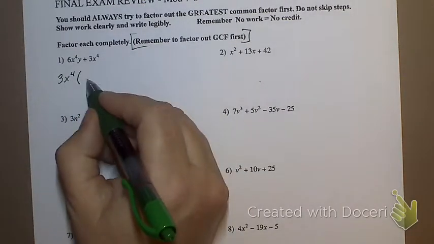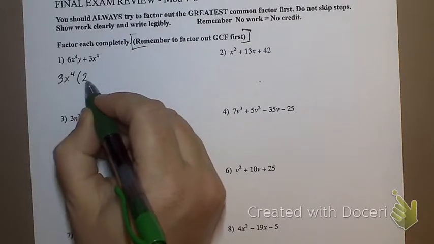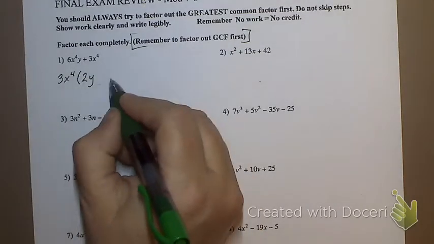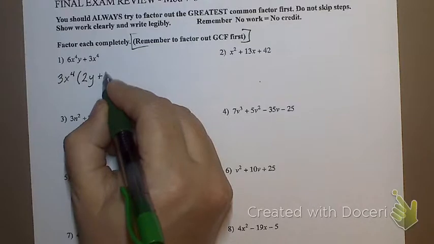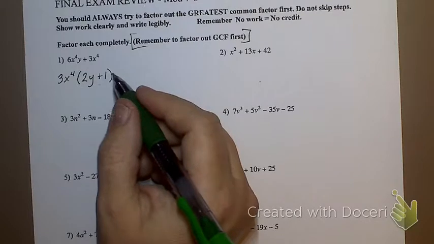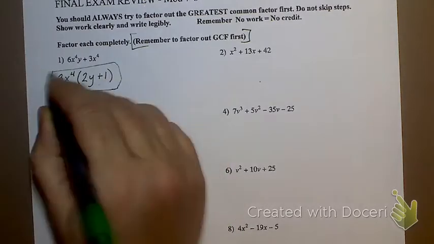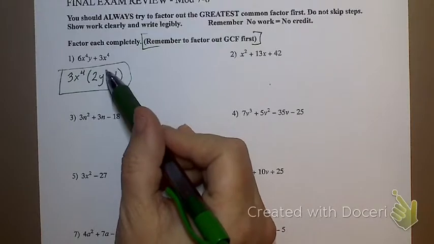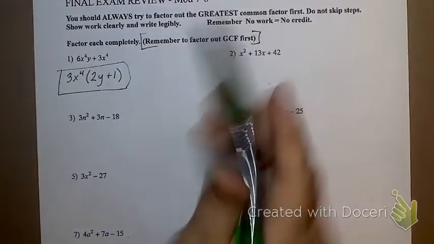3x to the fourth times what would give me 6x to the fourth y? 2 and y. And then 3x to the fourth times what gives me 3x to the fourth? 1. Now, a lot of people think it'd be plus 0 because they're like, you don't multiply it by anything. Well, if you multiply by 0, that would make it 0, right? So it does have to be times 1 there. Now, I know I can't go any further because this isn't a y squared and because there's nothing more in common. Capiche?